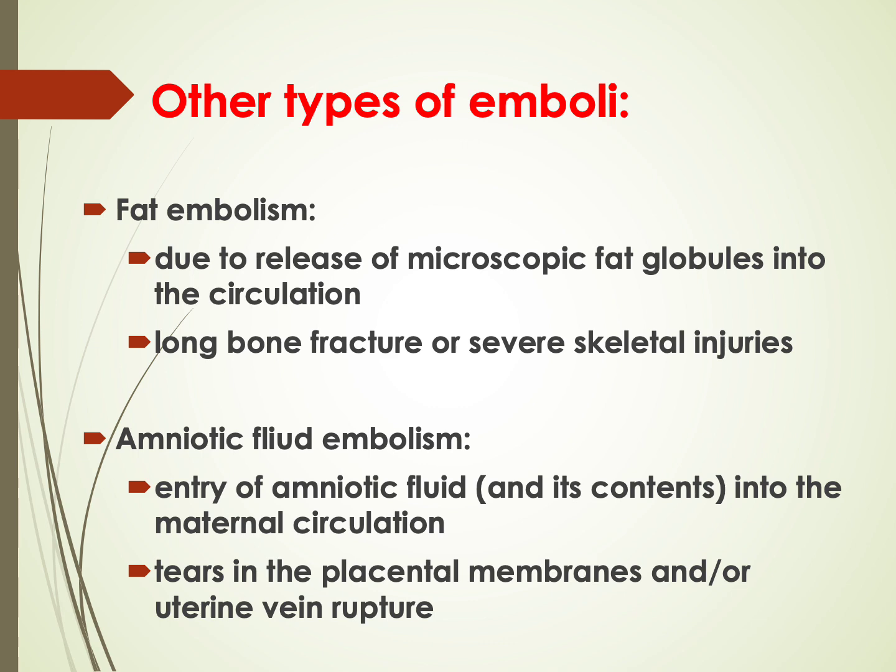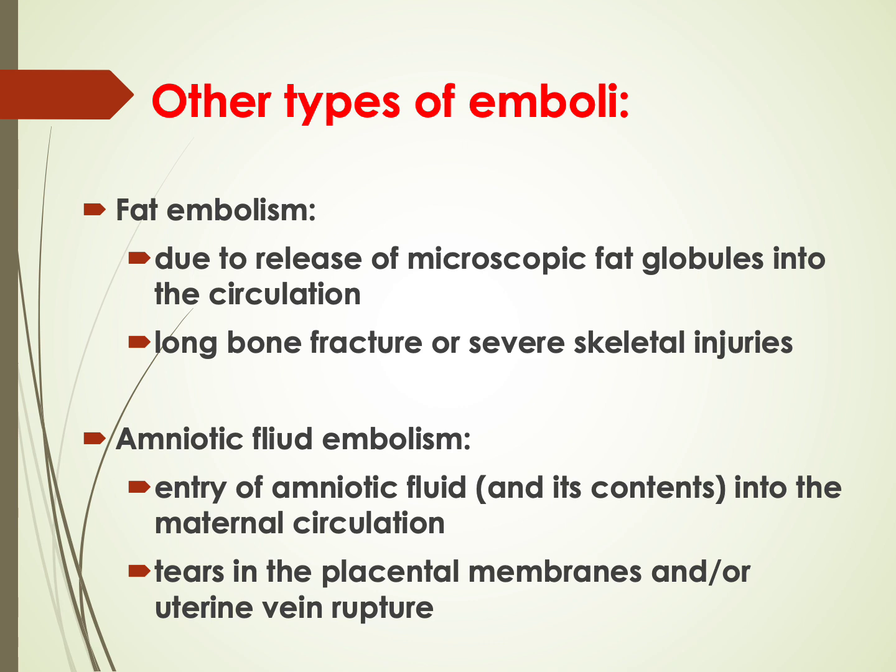Let's start with the fat embolism. Fat embolism usually occurs after soft tissue crush injury or rupture of the neurovascular sinusoids in patients who have long bone fracture. This would result in release of microscopic fat globules into the circulation. And this is usually the scenario in patients with long bone fracture or severe skeletal injuries. So the embolus is made of microscopic fat globules that travel from the site of the fracture through the circulation.